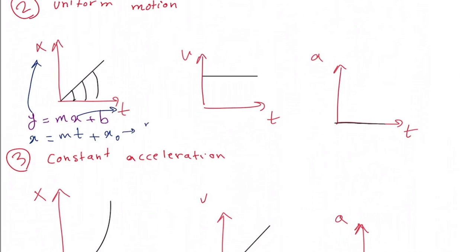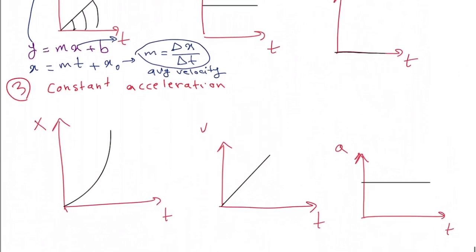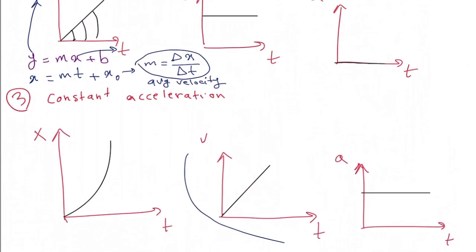So from here, m, or the slope, would be del x over del t. We know that this is the equation for average velocity. So from here, we could derive that average velocity is the slope of the xt graph. And we can prove the same thing for the vt graph. So the slope of the vt graph is also acceleration.